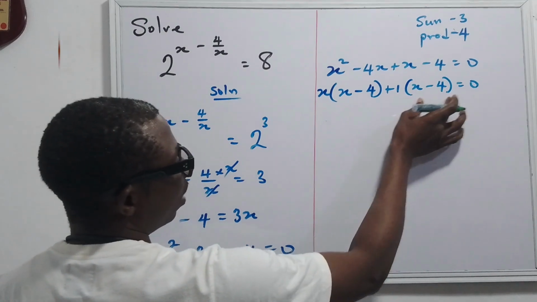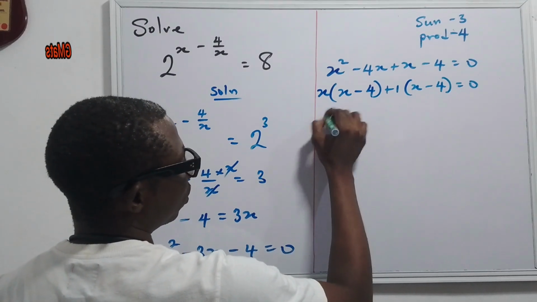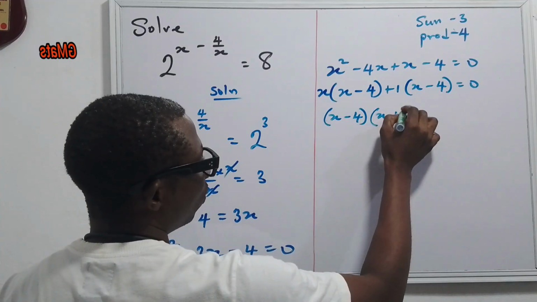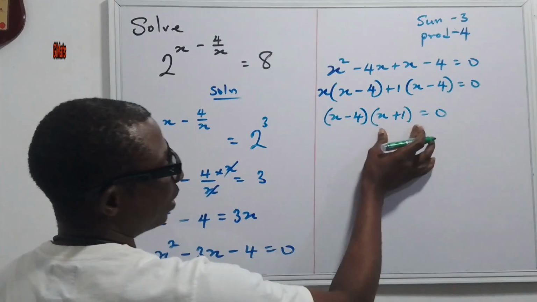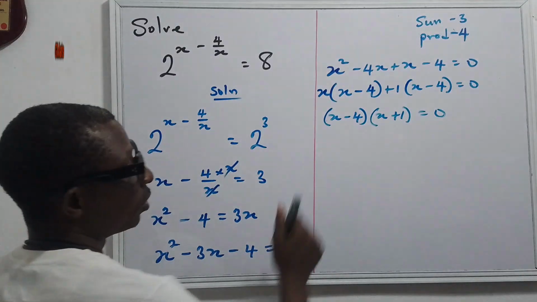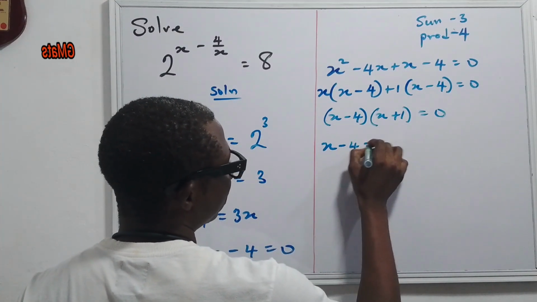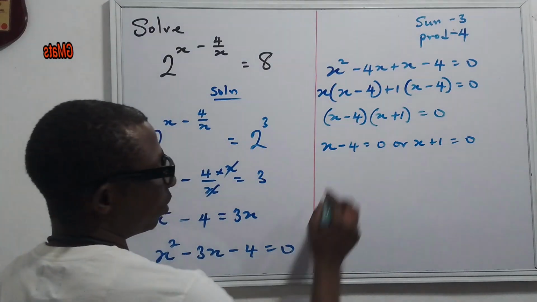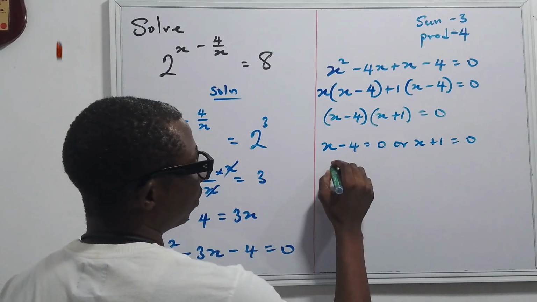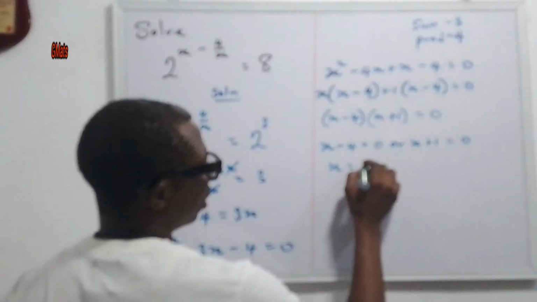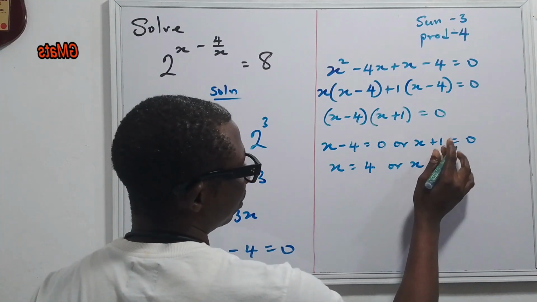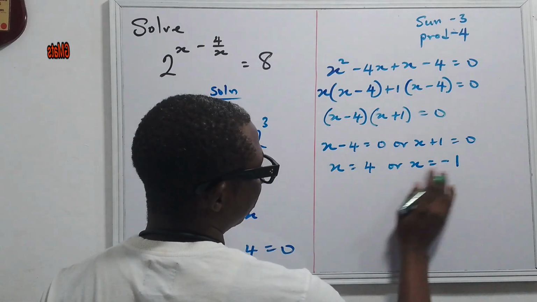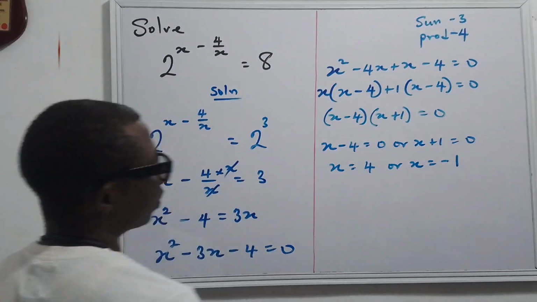So you factor out x minus 4, and you are left with x plus 1 equals 0. Now two entities multiplying each other to give 0, so it's either x minus 4 is 0 or x plus 1 is 0. Let's transpose negative 4. So we have x equals 4, or x equals, you transpose 1, negative 1. So these are the two values of x.